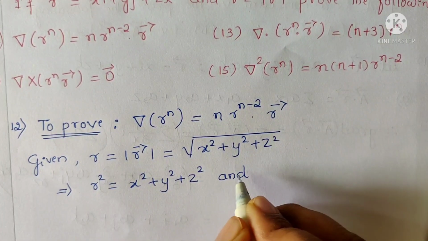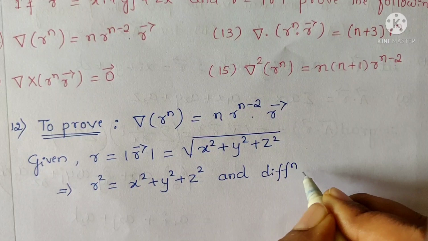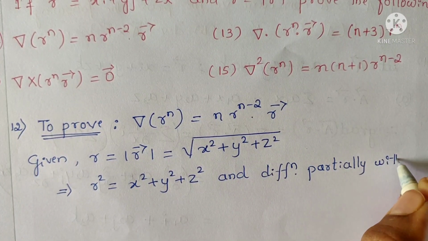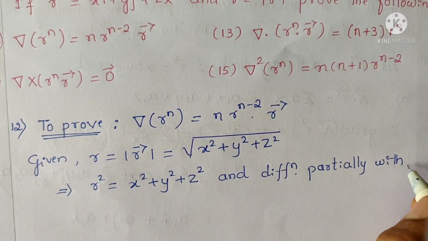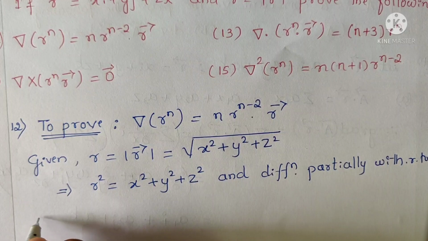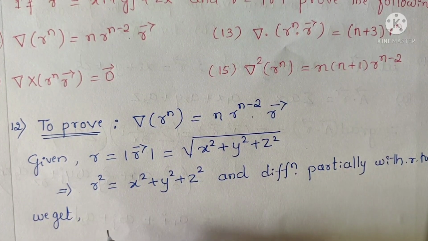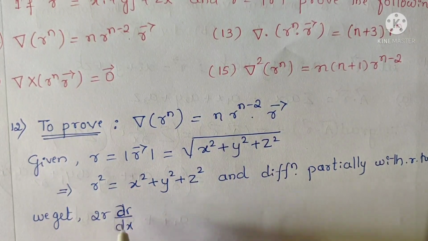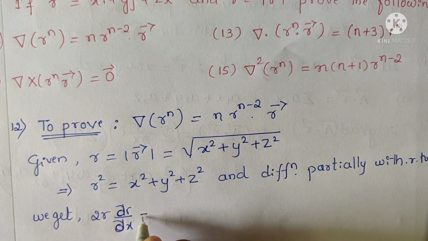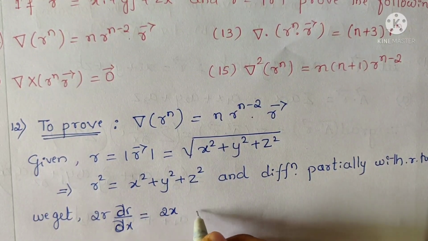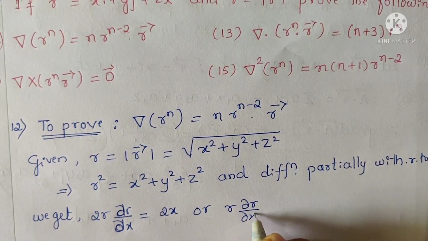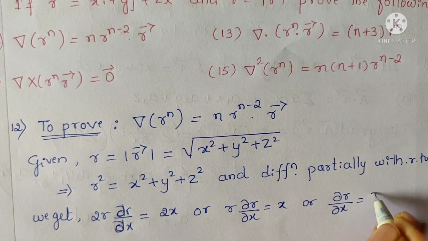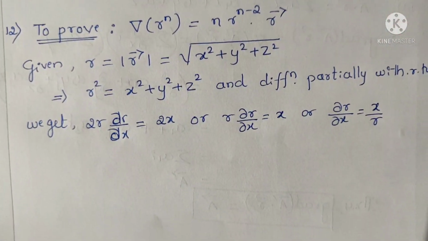And differentiating this partially with respect to x, we get here 2r into dr by dx, sorry, I am differentiating partially, so dou r by dou x, so 2r dou r by dou x is equal to 2x, or r into dou r by dou x is equal to x, or dou r by dou x is what? x by r.